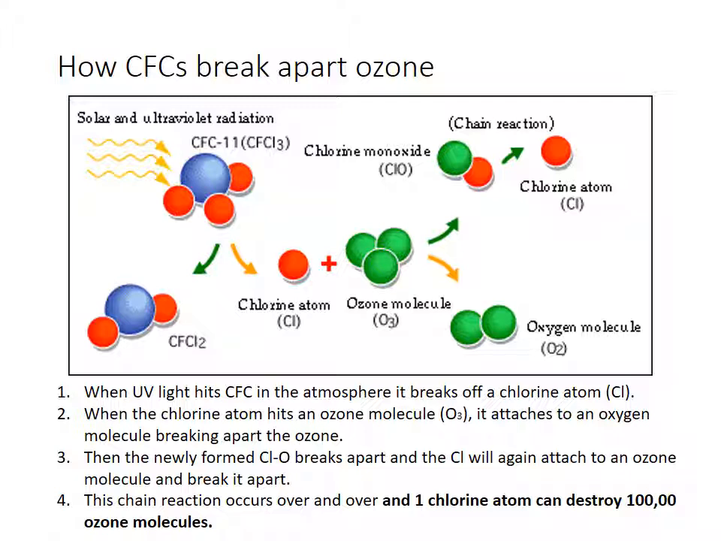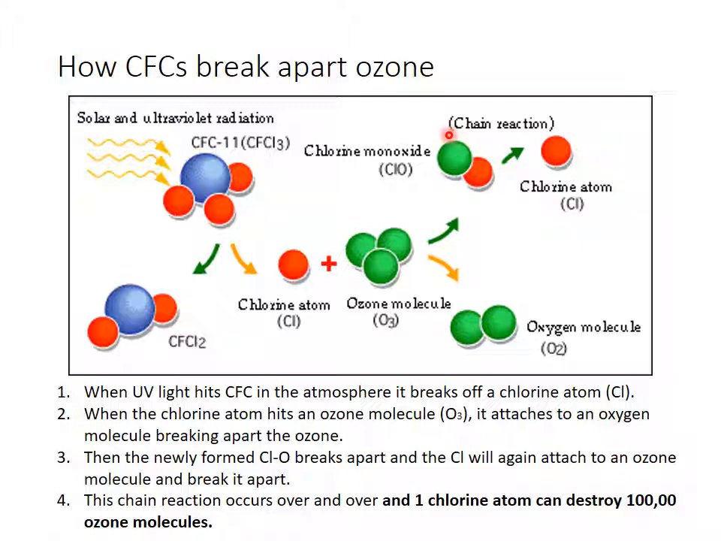Let's look next at how chlorine atoms work to break apart ozone. The first step that you need is to have these CFCs in the atmosphere. Solar and ultraviolet radiation, when they hit these CFCs, can break off one of the chlorine atoms. So you get this molecule over here, and you get the chlorine atom broken off. Now, if this chlorine atom collides into an ozone molecule, it will steal one of these oxygens, and it will create a normal oxygen molecule, O2, and chlorine monoxide.